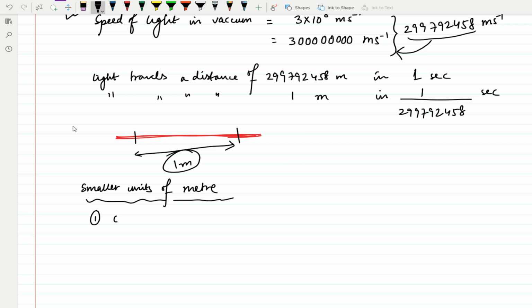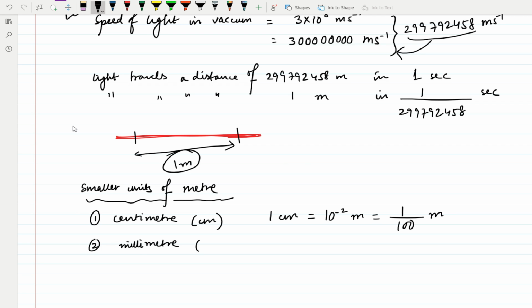The first one is centimeter. It is denoted by cm, and 1 cm is equal to 10 to the power minus 2 meters, or 1 by 100 meters. The second unit is millimeter, denoted by mm. So 1 millimeter is equal to 10 to the power minus 3 meters, and that is actually 1 by 1000 of a meter.